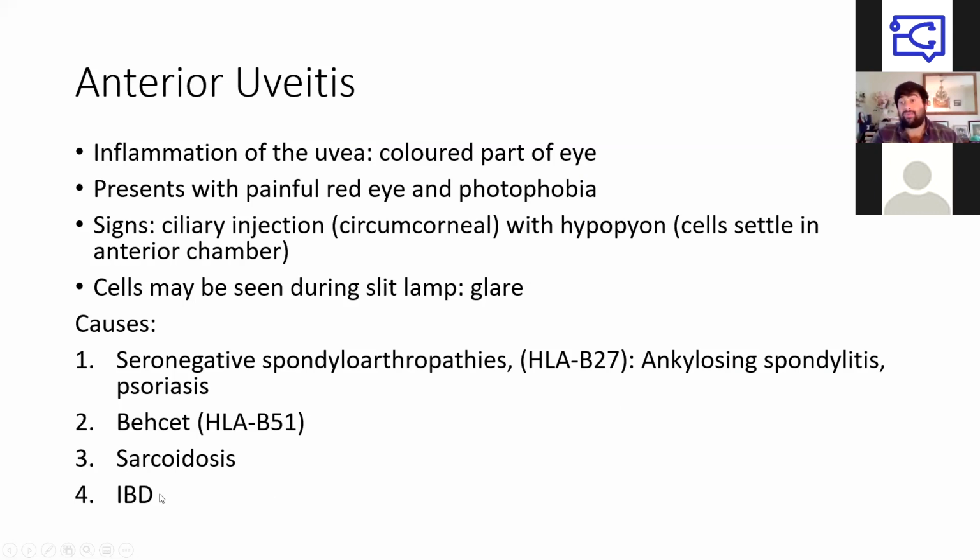Sarcoidosis, which you might see in a respiratory context, patients with worsening shortness of breath, they might have bilateral hilar lymphadenopathy, they might have lupus pernio on the face. So sarcoidosis, hypercalcemia as well, so a key SBA buzzword. So that's another thing to think about if you see someone with anterior uveitis. And the final one is IBD. So patients with inflammatory bowel diseases can commonly present with anterior uveitis. These are all very, very classical exam links.